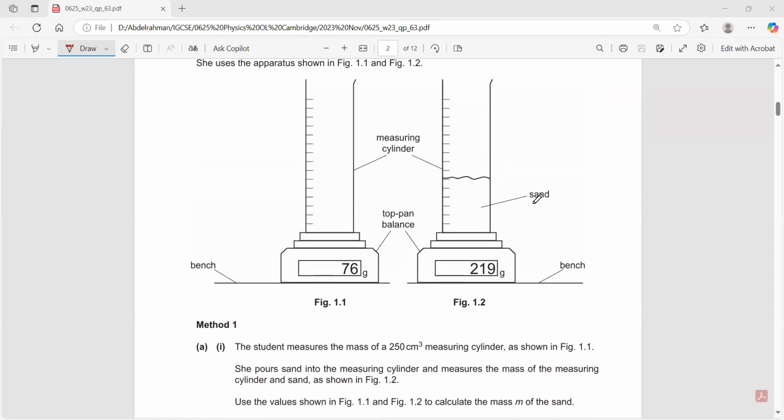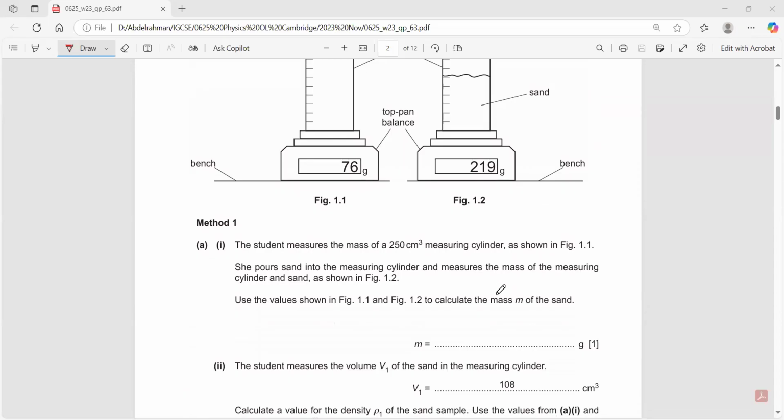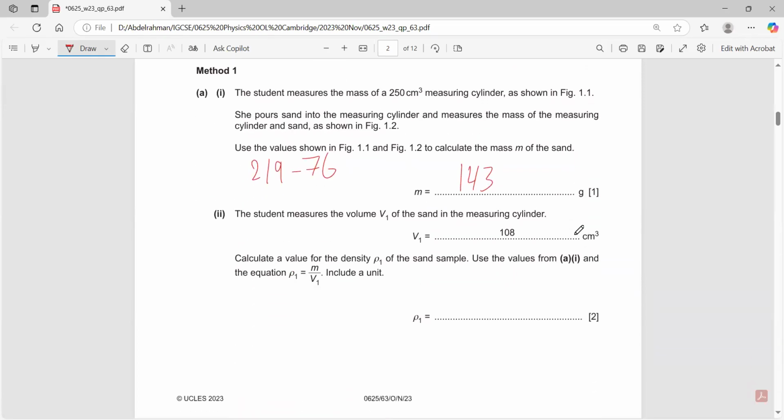So first method, we found the mass of the sand. Can I find the mass based on these two readings? Yes, I can. 219 minus 76. What's 219 minus 76? This is 143 grams. This is the mass of the sand inside the measuring cylinder.